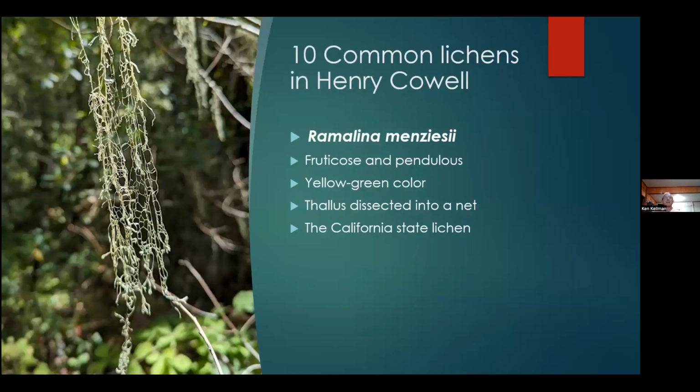Now, here's one you're not going to make a mistake on. This is Ramalina menziesii. It's otherwise known as the lace lichen. It is the California state lichen. You can find it anywhere where there are lots of trees in the state. Not so much in the deserts, but in the Sierra foothills, it's very common. It's abundant in Santa Cruz County, especially near the coast.